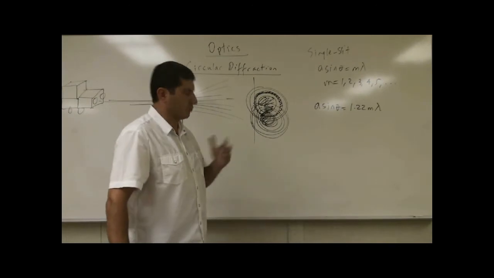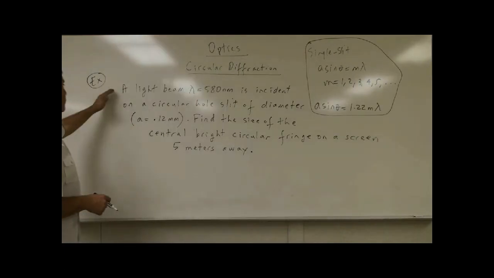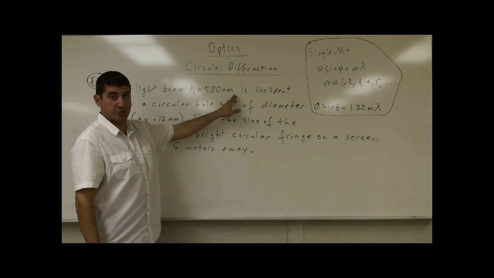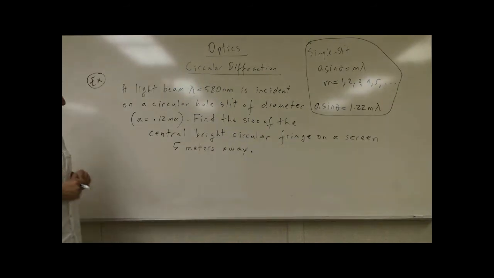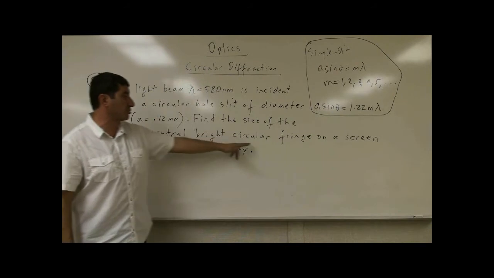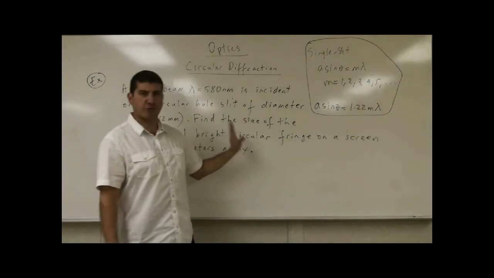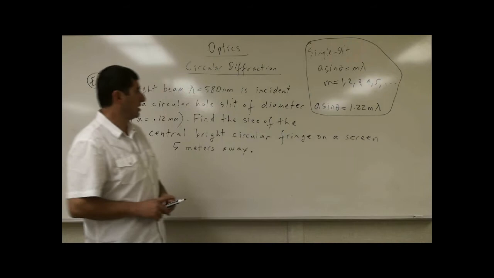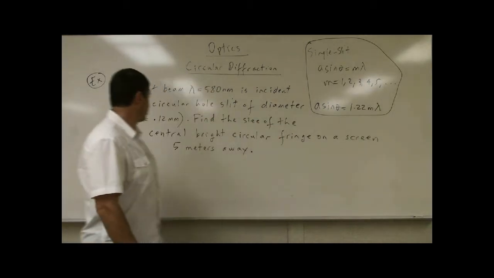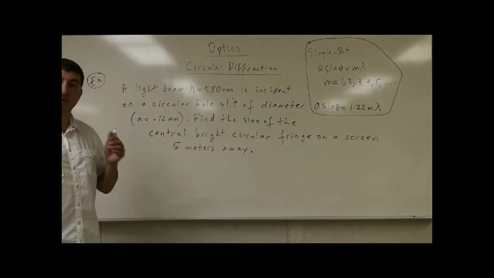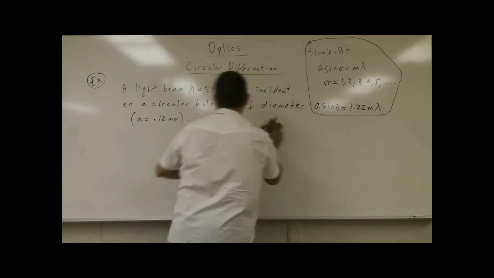So we're going to ask a problem such as this. We have a question of this type. It says, a light beam of wavelength 580 nanometers is incident on a circular hole of diameter A equal to 0.12 millimeters. Find the size of the central bright circular fringe on the screen 5 meters away. This would be a good example of a type of question that you would apply this equation to. The wavelength is given, 580 nanometers. The diameter is given, 0.12 millimeter. And we want to know the size of the brightest central ring. Basically the picture will look like this.